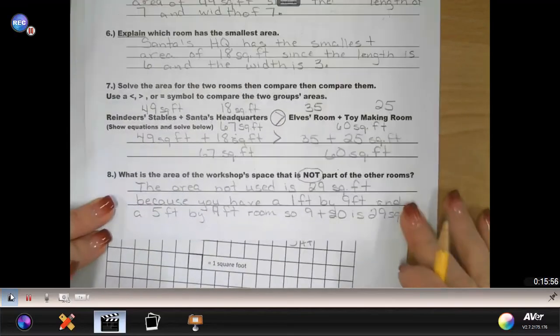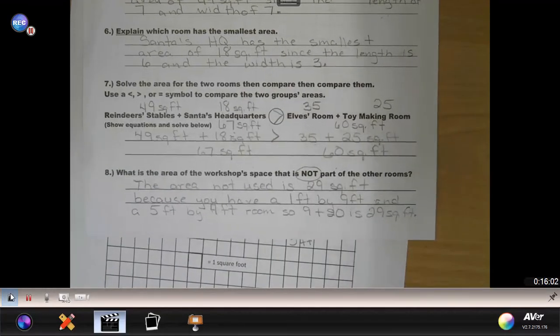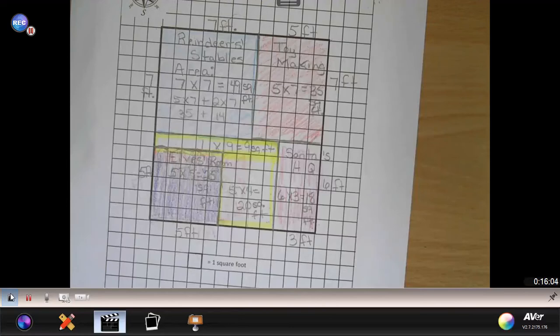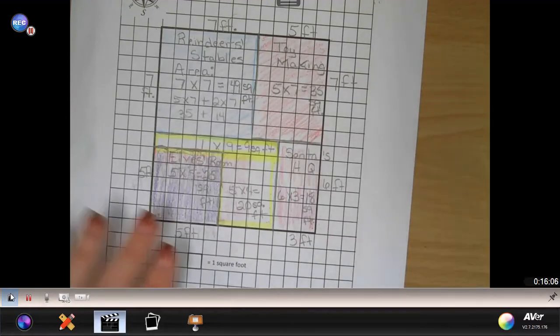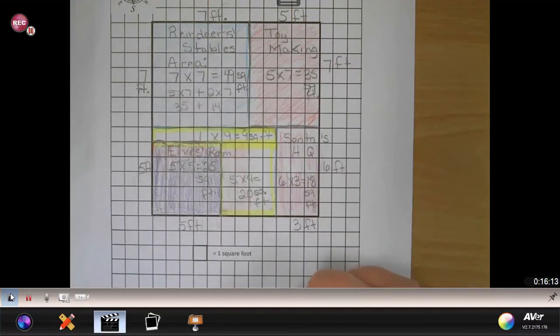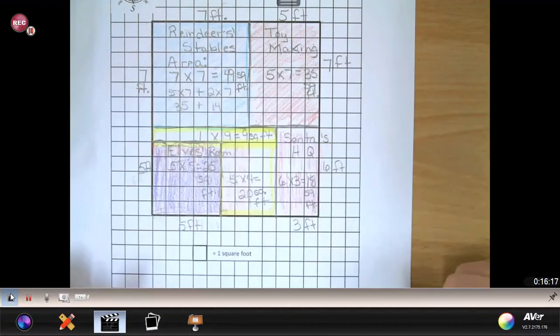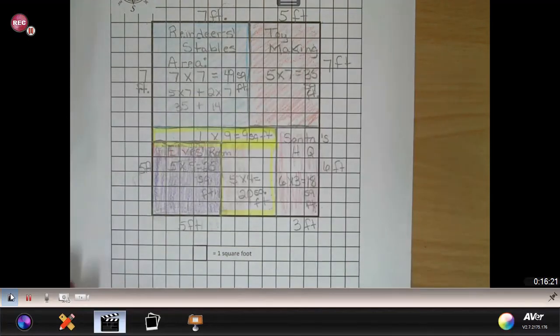So those are our solutions for Santa's workshop. And I hope you enjoyed your little area activity. This is something that we've been working on in class, so hopefully it just helps you understand area a little bit better and how to use your multiplication facts of length times width to help you with your understanding of area.